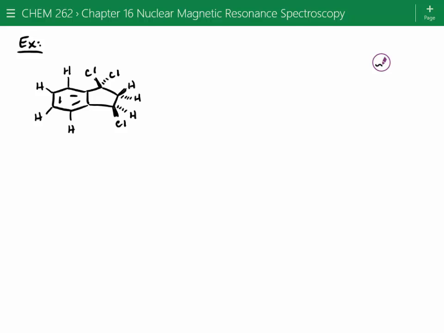Does anybody have a guess or an idea how many proton signals we should maybe see? I heard it's 6. For the hydrogens, for the protons only, not the carbons. 3. This one's a little tricky, so let's take a look at it.